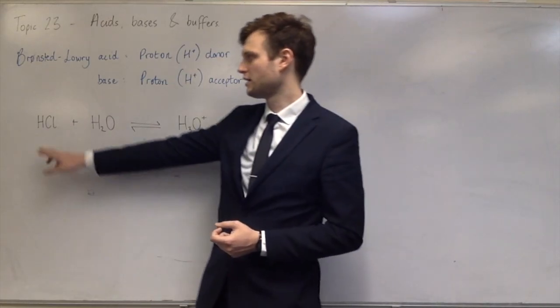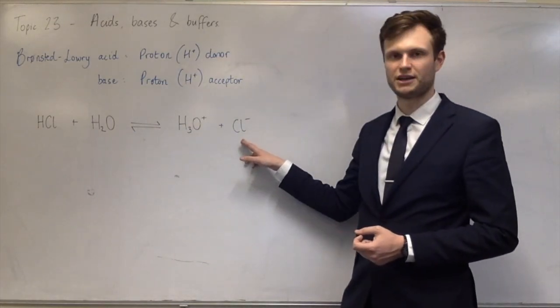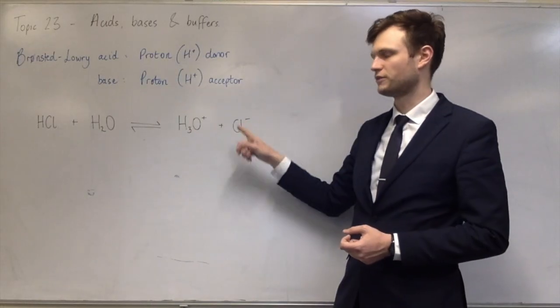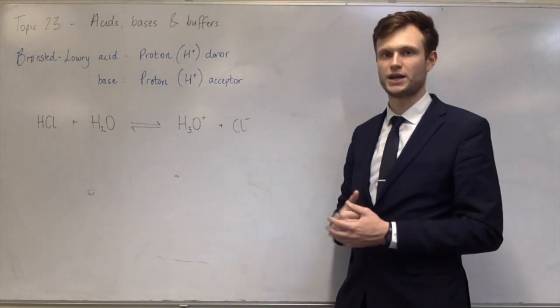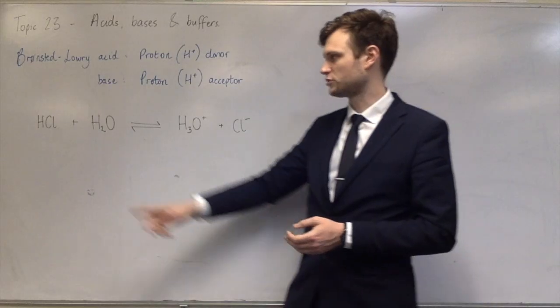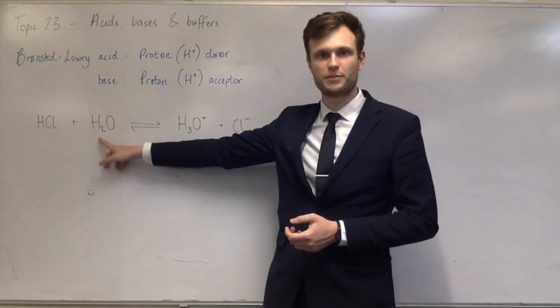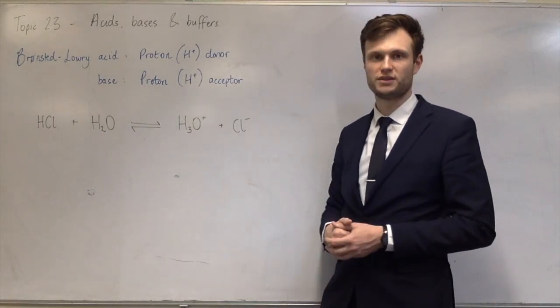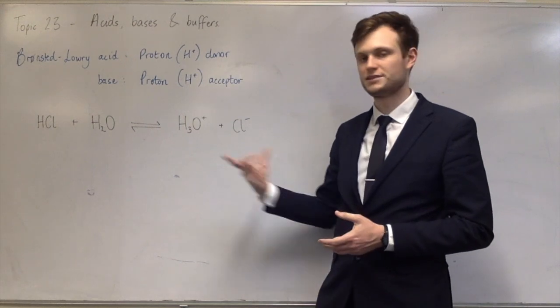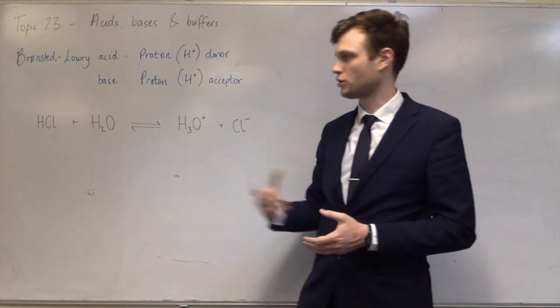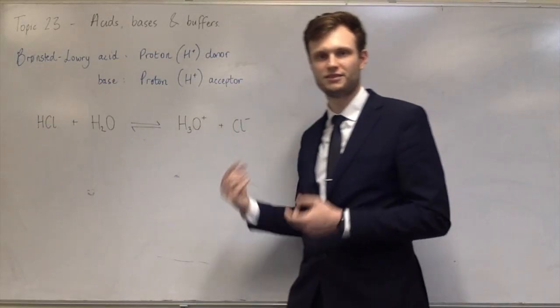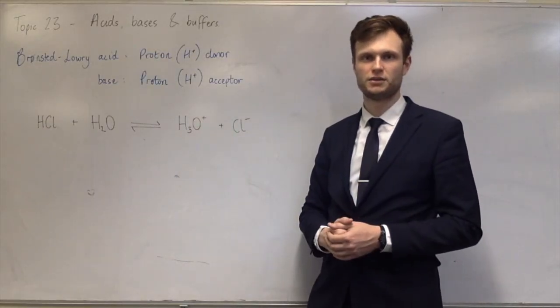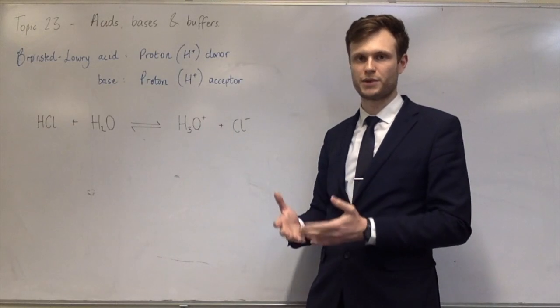And you can see that HCl and Cl-, one of them is an acid, one of them is a base, and they differ by an H+. The same is true with the water. H2O is a base, and H3O+ is the acid, and they differ by an H+. And those acids and bases which differ by an H+, we call those conjugate acid-base pairs.